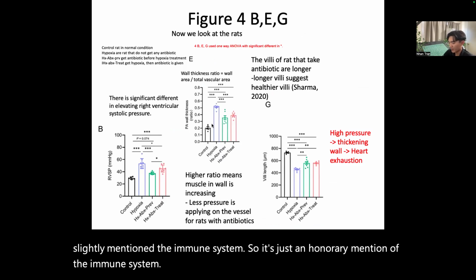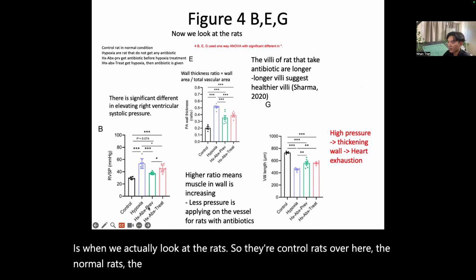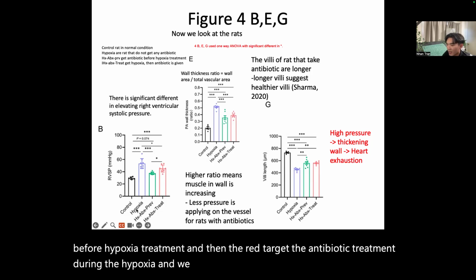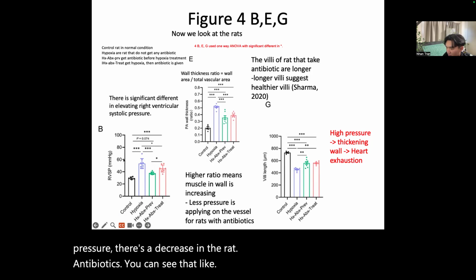Now is when we actually look at the rats. So their control rats over here, the normal rats, the hypoxia rats, and then the rats that get the antibiotics before hypoxia treatment, and then the rats that get the antibiotic treatment during the hypoxia. And we could see that in the right ventricular systolic pressure, there's a decrease in the rats that take antibiotics. You could see that here the blood pressure decreased down.